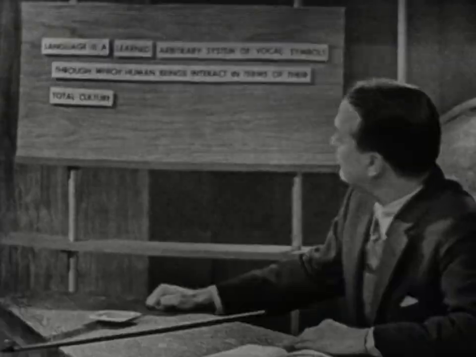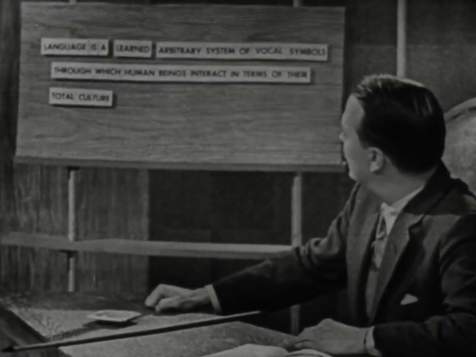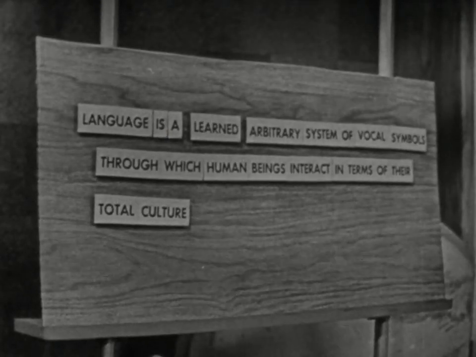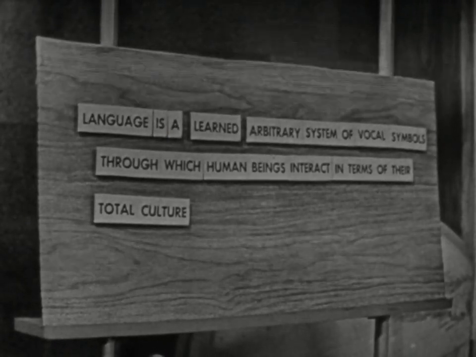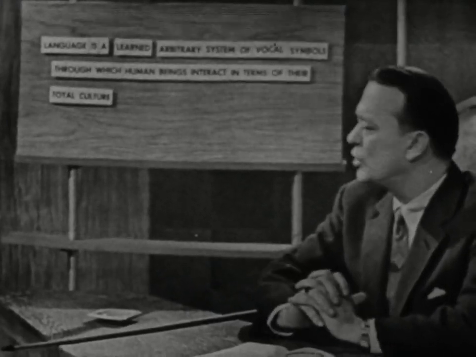In our last program, we completed our definition of language. And you may remember, it went like this. Language is a learned, arbitrary system of vocal symbols through which human beings interact in terms of their total culture. And we had paused on this term learned.